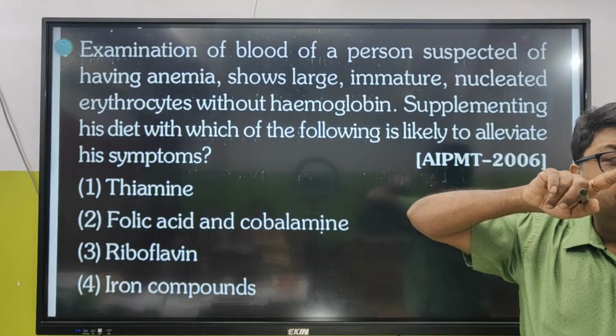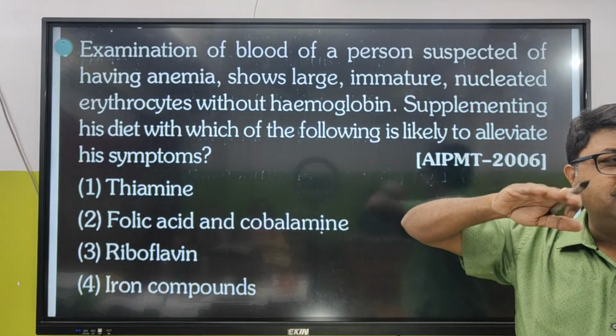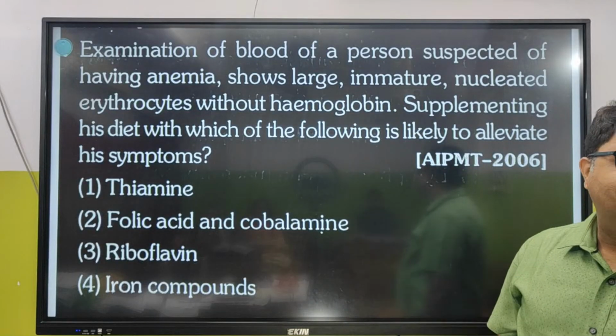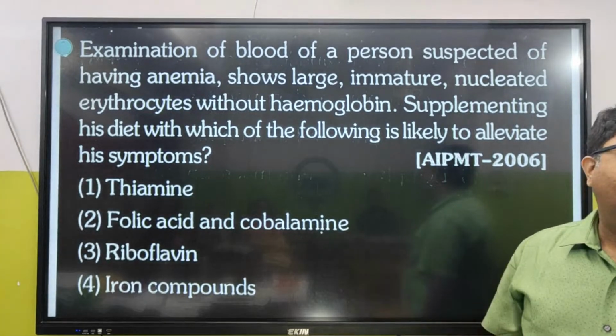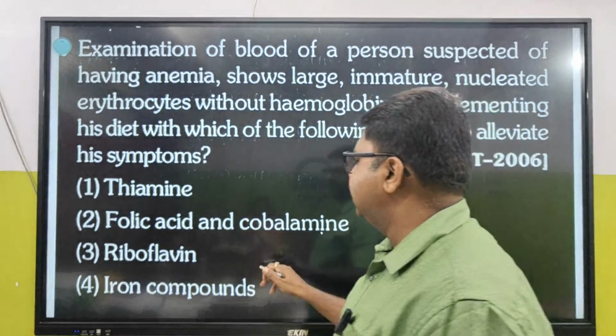That means they are immature RBCs. So to make RBCs mature, you need folic acid. You need folic acid and vitamin B12. So folic acid and cobalamin.